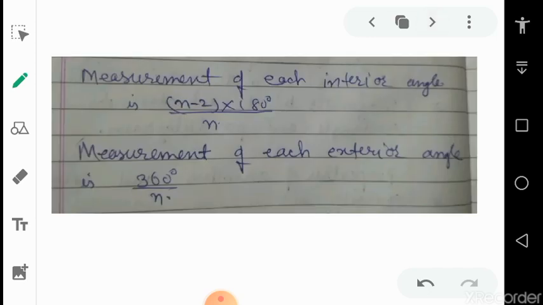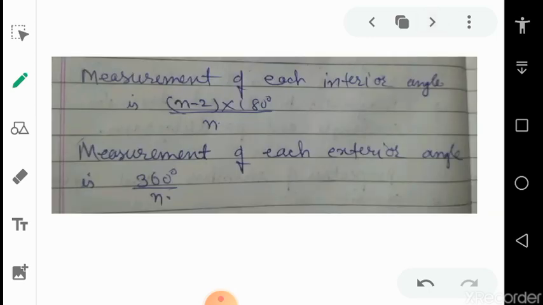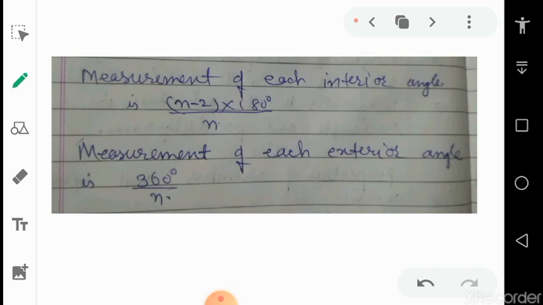Now we come to the examples. Measurement of each interior angle. Here 2 formulas are given. They will be helpful. Measurement of each interior angle is n minus 2 multiply 180 upon n. As in the previous slide you can see inside the circles, the sum of all interior angles is n minus 2 into 180. So if we want to know the measurement of each interior angle, you will divide this expression by n. So here we have n minus 2 multiply 180 upon n.